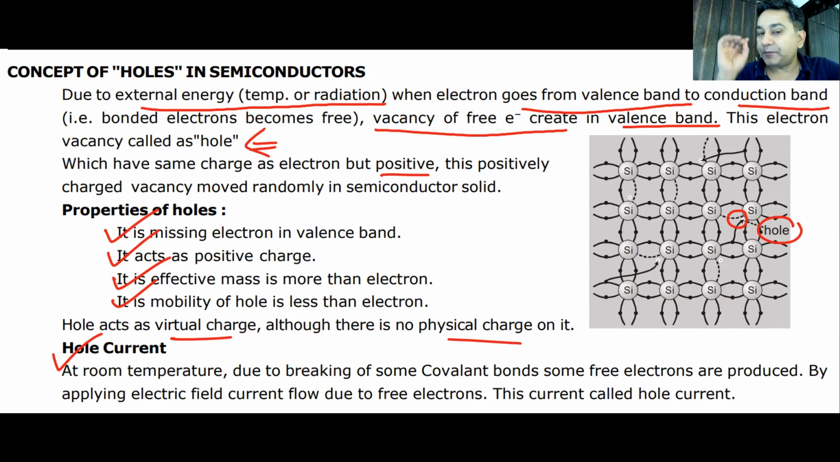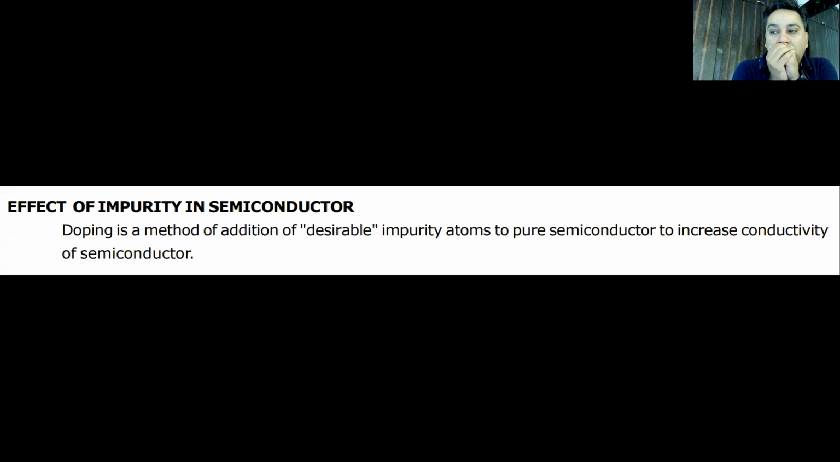The answer is, they are pure. You make them impure. What do you understand by making them impure? We add impurities. Pure silicon, pure germanium, are not good conductors. I want to make them better conductors, so I'm going to add something inside them. That something is going to make them better conductors, and that something is known as impurity. Do we understand this? Yes, sir.